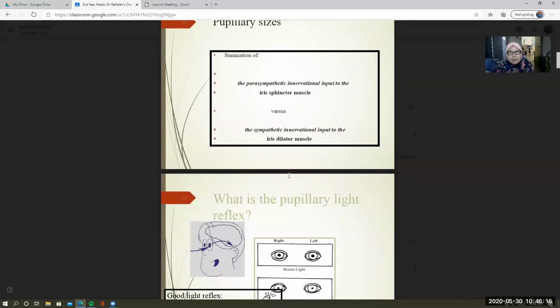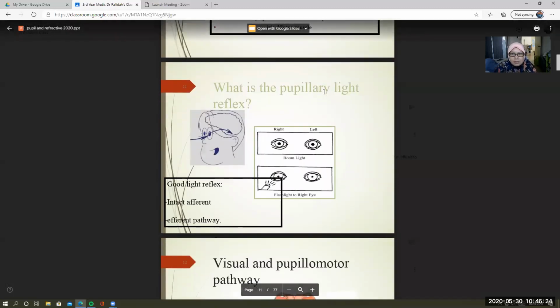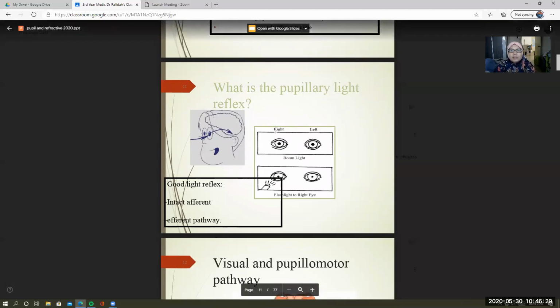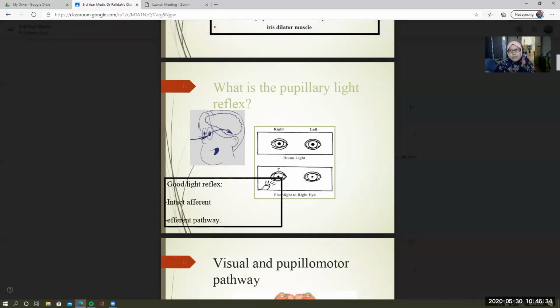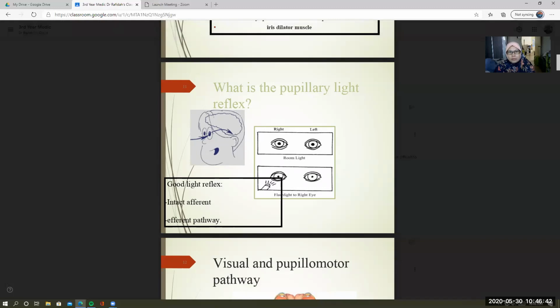It's more like a rubber band. One is pulling each other. Okay, so what is the pupillary light reflex? I think you have known this from a long time ago. So pupillary light reflex: when you shine a flashlight into the eye, the pupil will become constricted, will become small. So a good light reflex needs an intact afferent and also an intact efferent pathway. I hope I don't have to explain what is afferent and efferent.